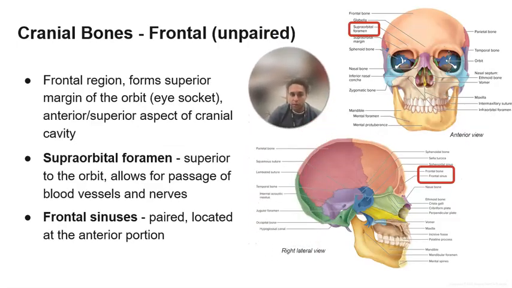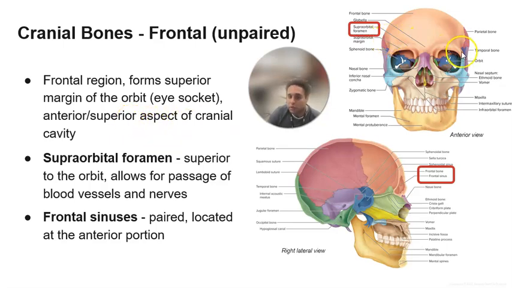Starting with the frontal bone, which is unpaired, meaning we only have one of, this is your frontal bone. It forms the superior margin of the orbit. Again, the orbit is the orbital cavity, which is your eye socket. It forms the superior margin, superior meaning above, and also forms the anterior and superior aspect of the cranial cavity. The cranial cavity is where your brain sits. So it forms the anterior slash superior aspect.